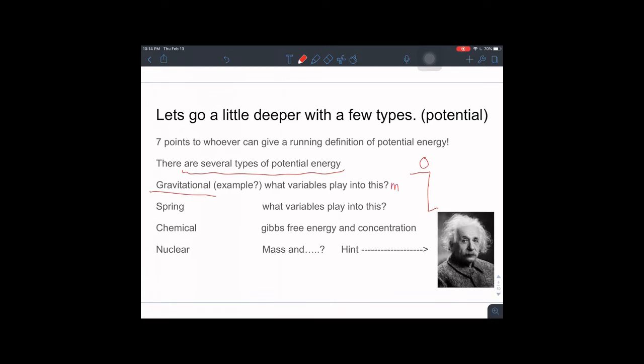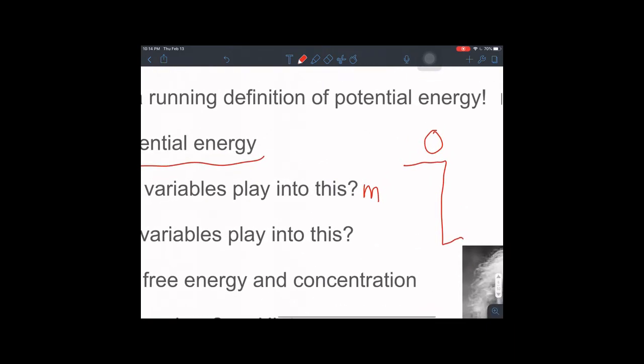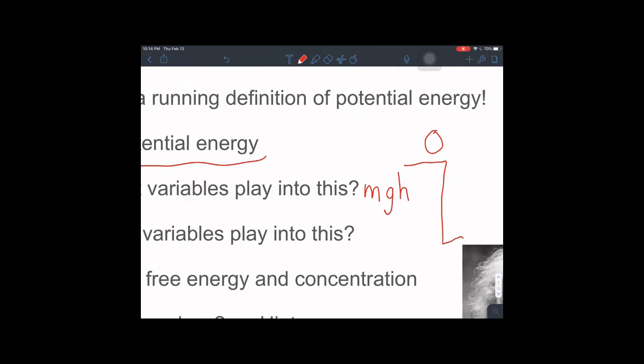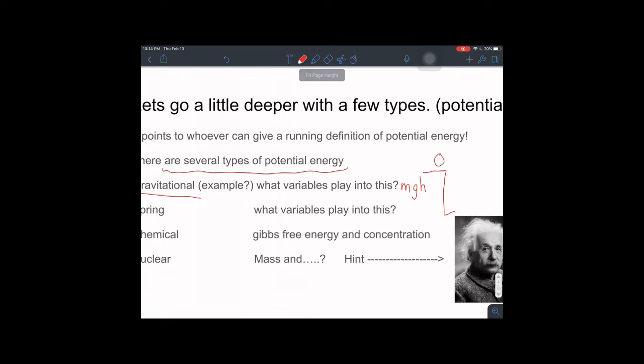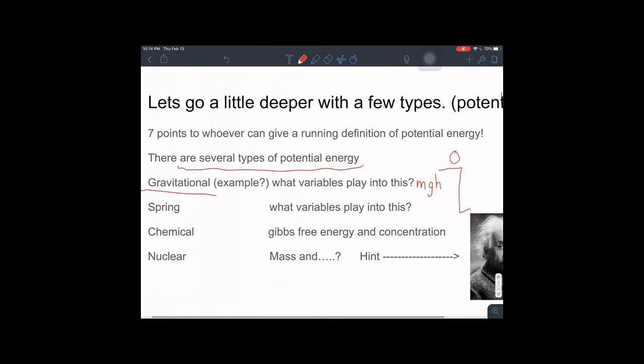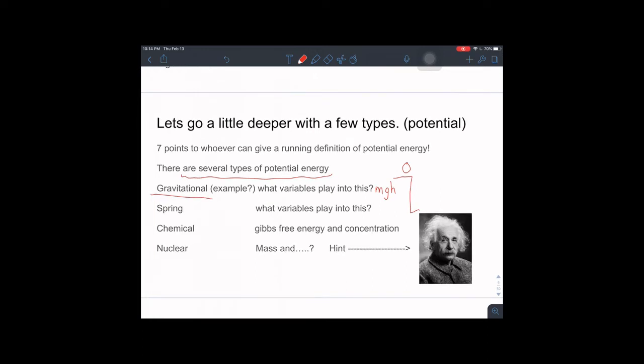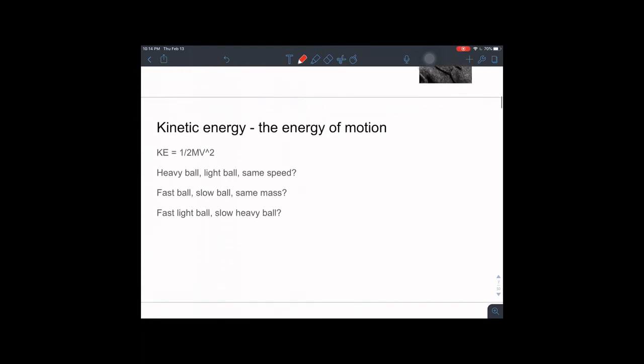We know it's hard to lift things on planet Earth relative to, say, the moon, so we know that gravity is a variable, and it's easier to put a bowling ball on a 1 meter high desk than a 10 meter high desk, so we know height is a variable as well. Playing into this, we know the gravitational potential energy equation is simply mass times gravity times height. Spring, chemical, and nuclear, we can go into the equations in a later video, but for this unit, we're just going to focus on gravitational potential.